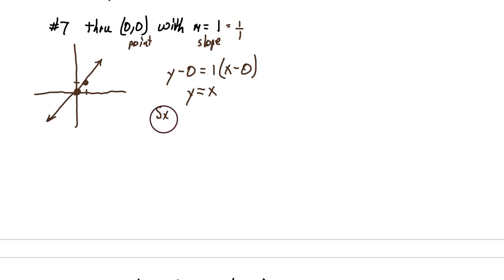Now let's subtract x from both sides. We get negative x plus y is equal to 0. Then divide everything by negative 1. X minus y is equal to 0.